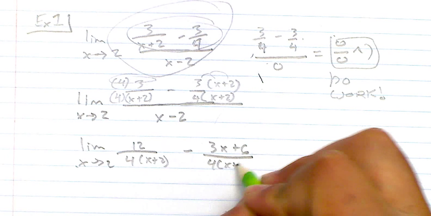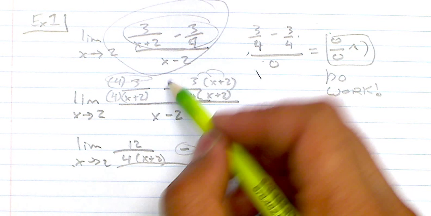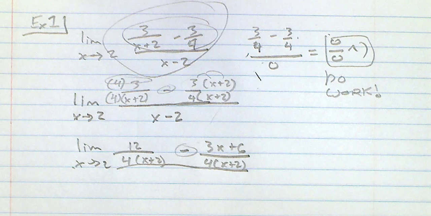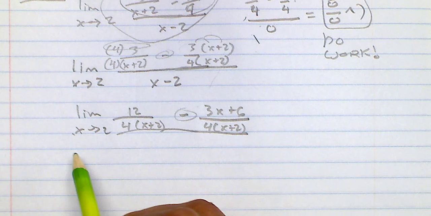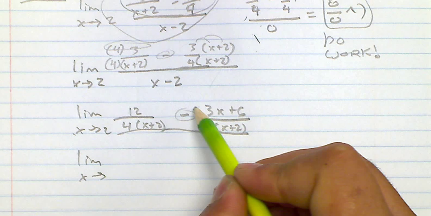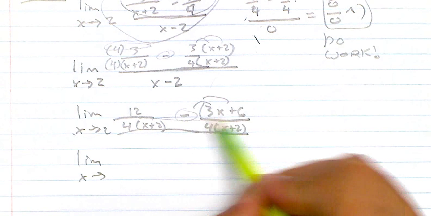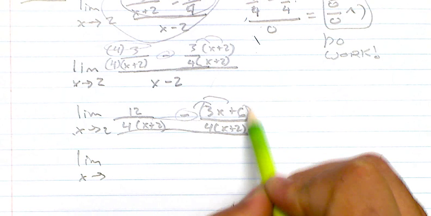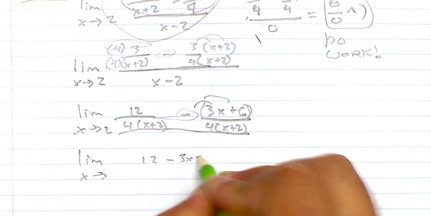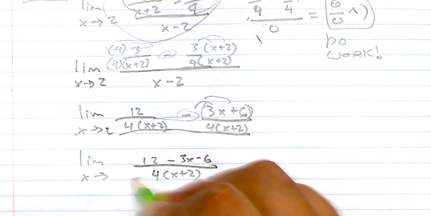Now you might be wondering, why didn't I distribute this negative right here? Well, I didn't want to. I decided to leave it where it was. I just decided to distribute what I had. So now I'm going to combine though, and when I combine these two fractions to make one, I am going to distribute the negative because essentially there's a parentheses there, right? So 12 minus 3x minus 6. I forgot my x minus 2.